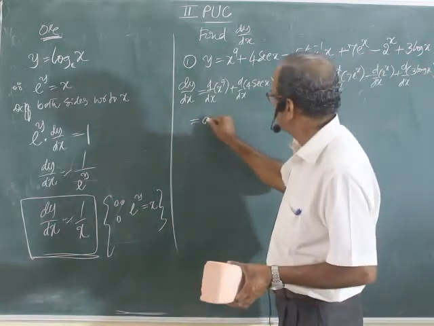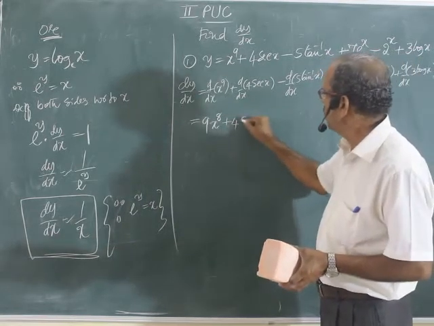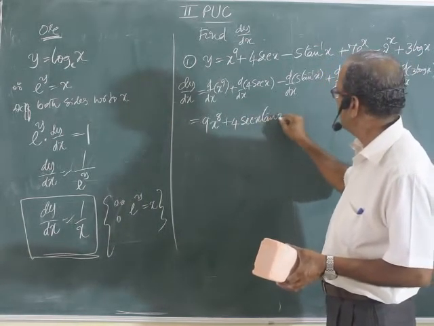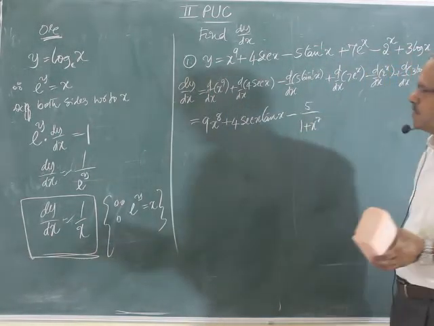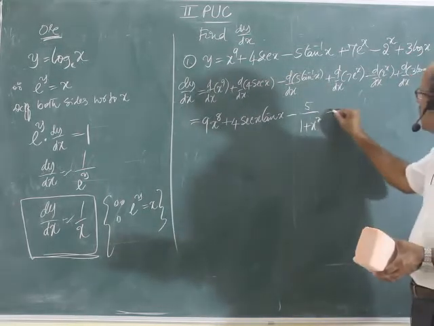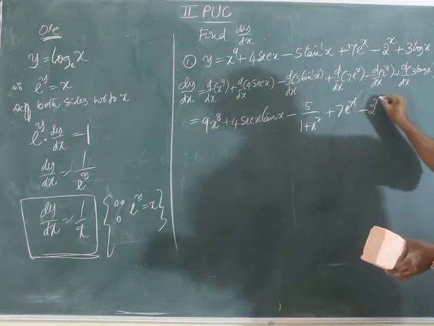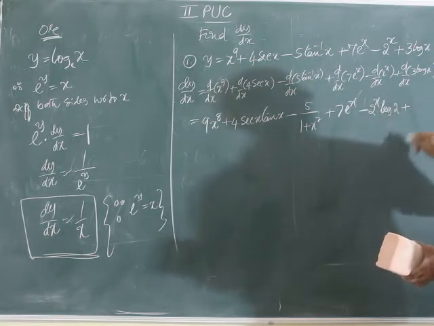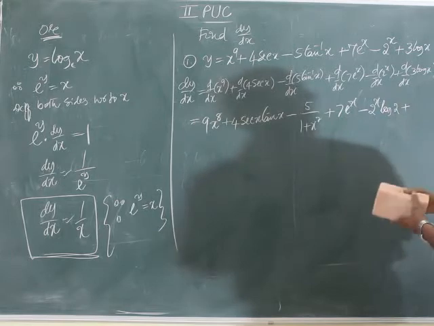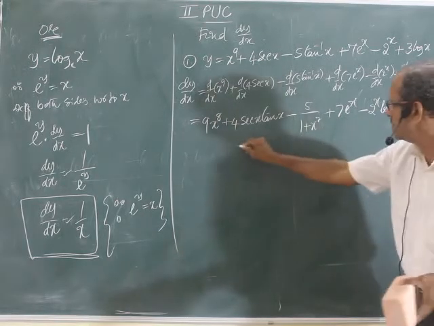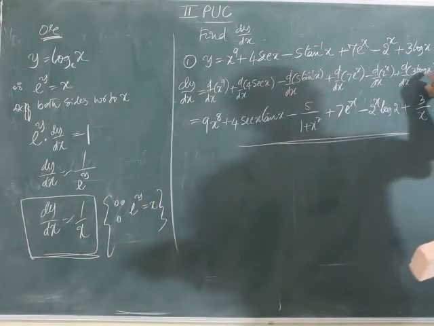Answer is 9x to the power 8, this one. Answer is 4 secant x tan x. Answer is 5 by 1 plus x square, tan inverse x derivative. 7 e to the power x as it is. 2 to the power x log 2. 3 into 1 by x, or 3 by x, let me write like that. Instead of writing one more step, this one itself is the answer. 3 into derivative of log x is 1 by x.